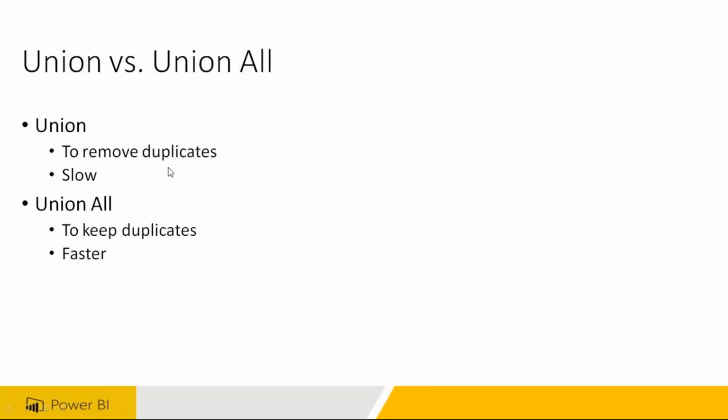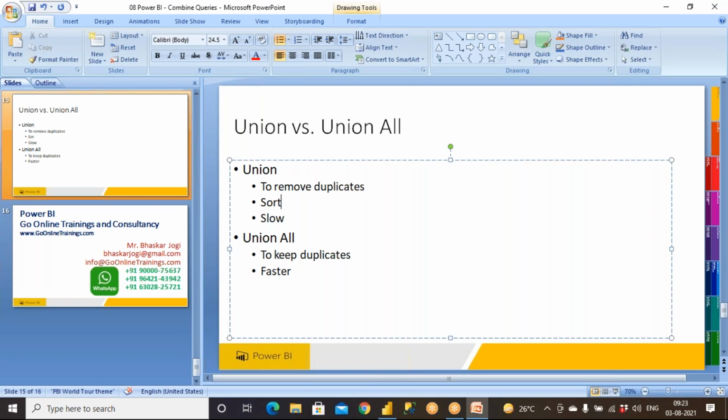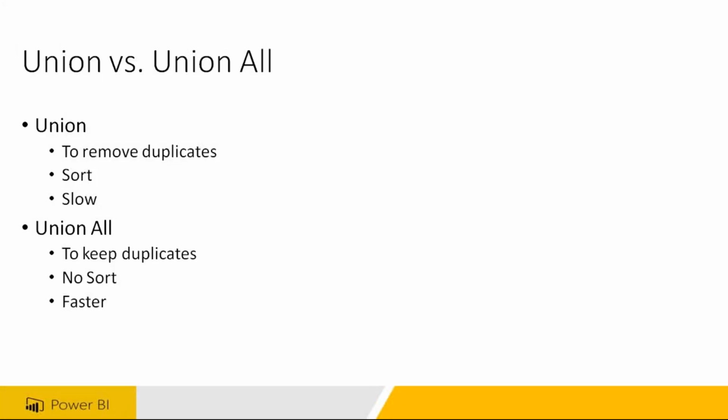Let me write this point. Union is going to be sorting as well. It is going to be sorting the data to identify duplicates. In union all, no sorting is done here. Okay, so this is also one more interview question: what is the difference between union and union all?